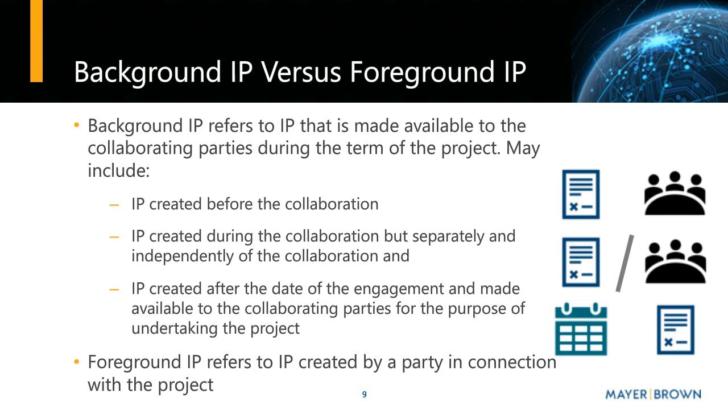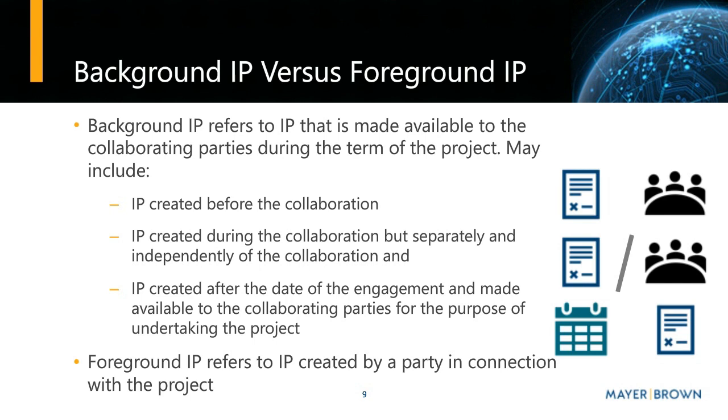While sharing IP may lead to future benefits, you want to manage the risk of inadvertently oversharing your IP and have a clear understanding of what constitutes background IP and foreground IP. Background IP refers to IP that is made available to the collaborating parties during the term of the project. It includes IP created before the collaboration or before the effective date of the joint development agreement. It can also include IP created during the collaboration, but separately and independently of the collaboration. In other words, IP developed outside of the scope of the joint development agreement.